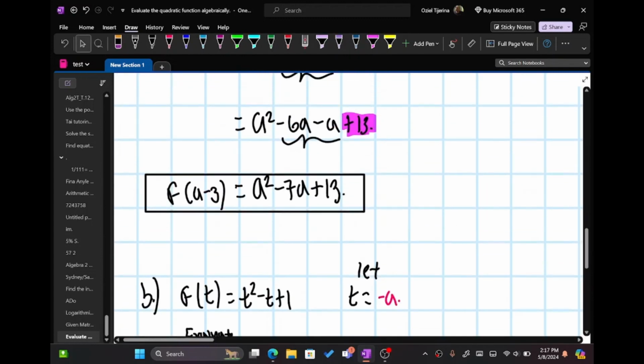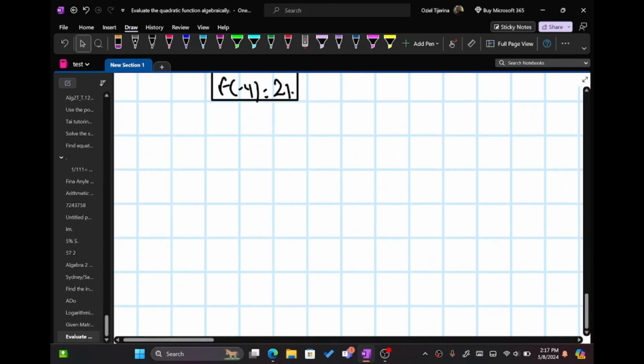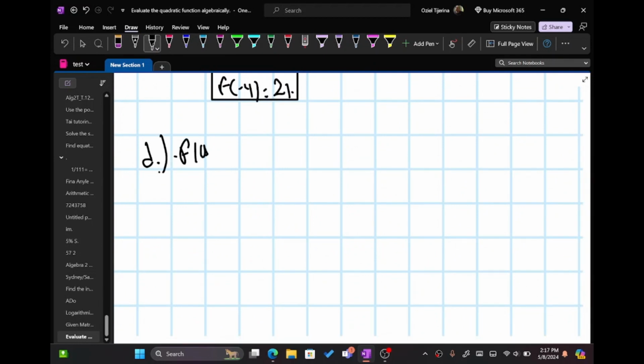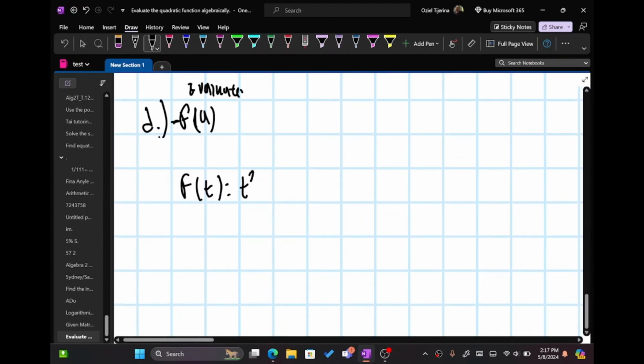Okay, guys. Now let's go on to the last one, part D. So we want to do negative f of a. So evaluate negative f of a. Again, f of t, let's write our function, f of t, and it was again t squared minus t plus 1.